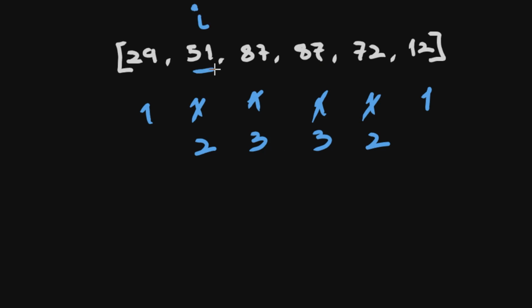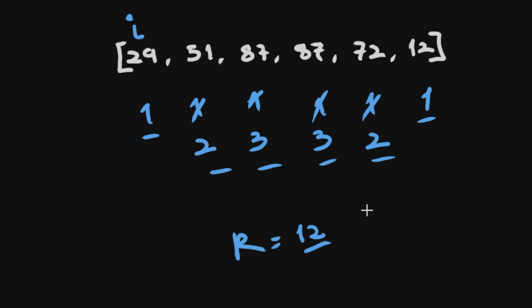Now 51 is more than 87, so we update I again. Finally 29 is more than 51, so we end here. This is our final array, and now we need to sum these values, and the result is 12. So this is almost the entire approach, but we are missing one important part.